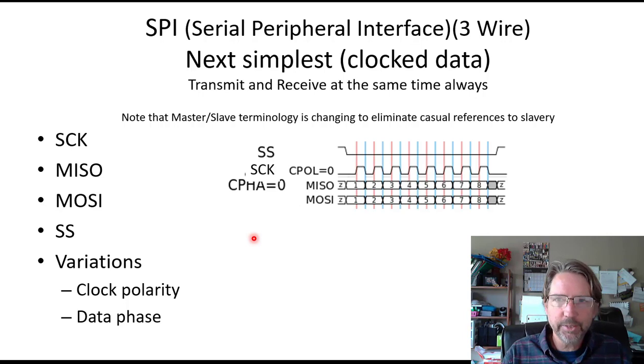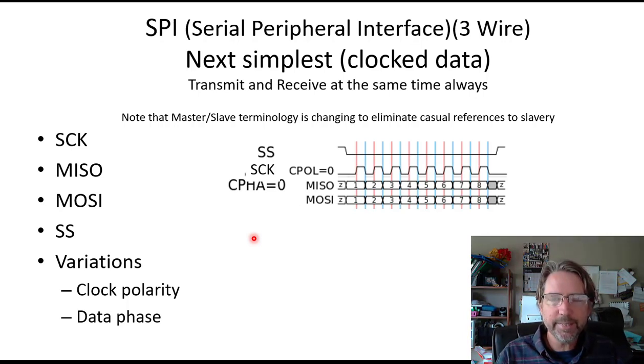The next communication standard is SPI. It stands for Serial Peripheral Interface. That's actually trademarked, and so the generic term is a 3-wire interface. And this is the next simplest one. And the big change here is that it uses a separate wire to time the data.